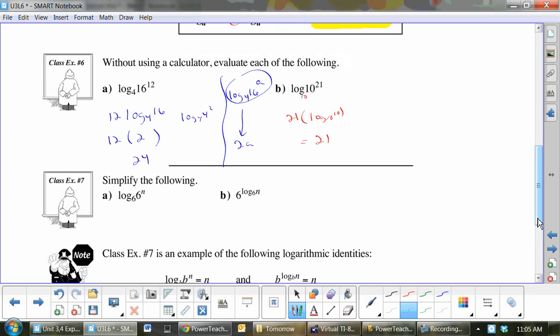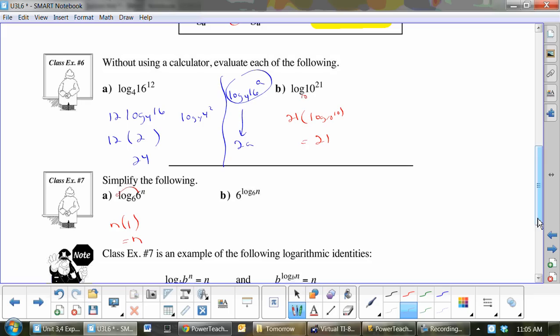Now, what if you have log 6 of 6 to the n? What would be the answer? N. Because this is the same thing as n times 1, which equals n, right? Because I can bring the n to the front. Now, the other one might be a little bit more confusing for you to see. 6 to the log 6 of n. What would that equal?